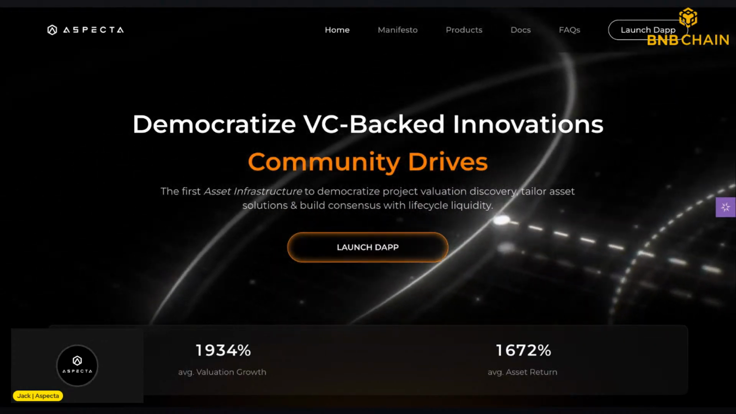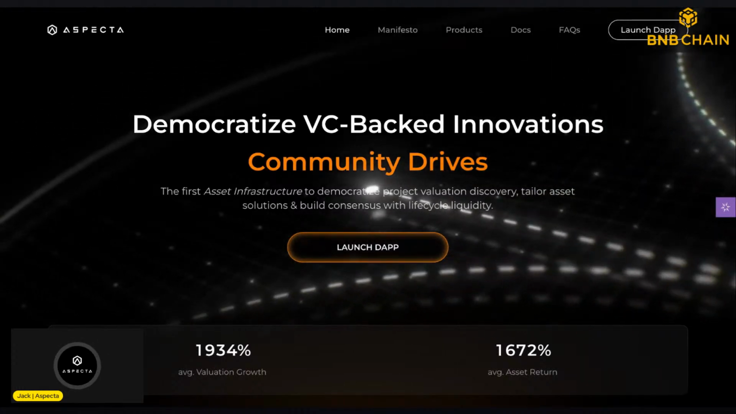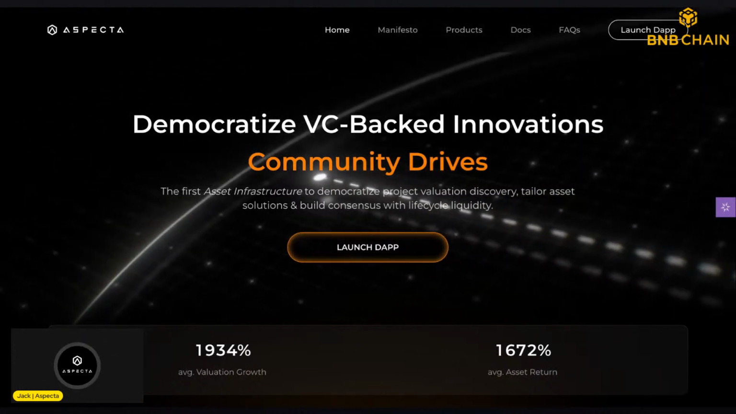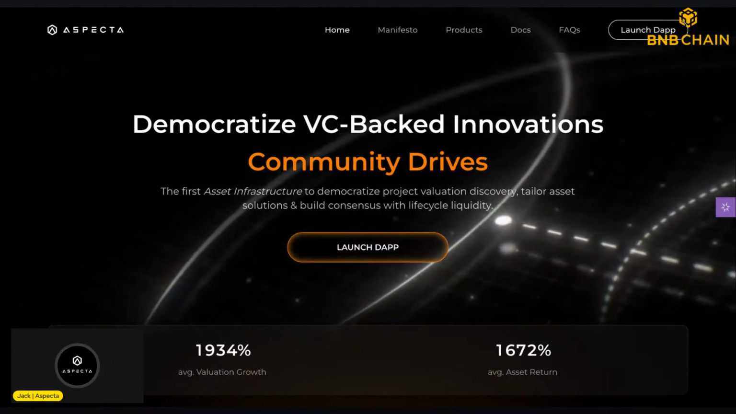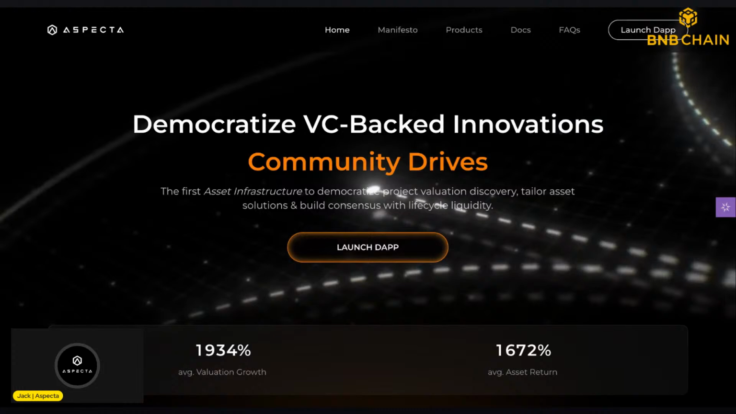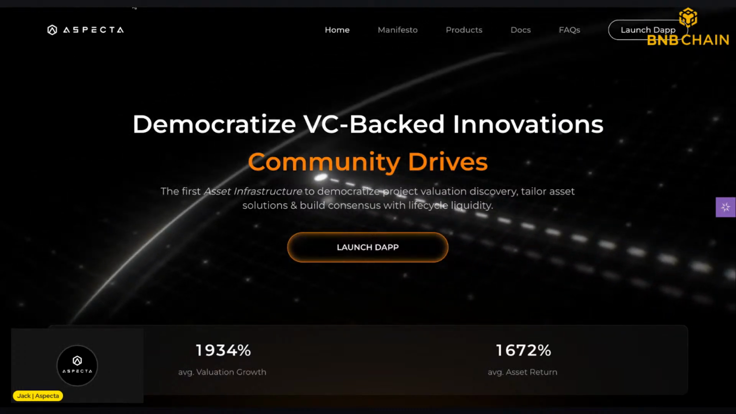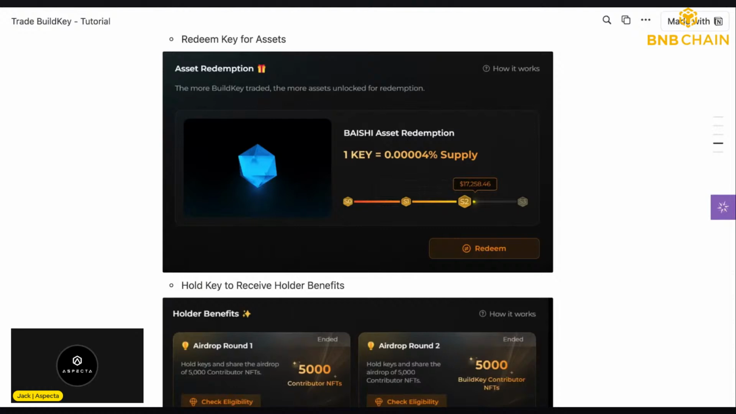valuation discovery. The valuation of a development project should not be determined only by the VCs supporting the project or by the project itself. Communities should be part of it from the beginning. So we introduced build key to let the community be part of the validation discovery.